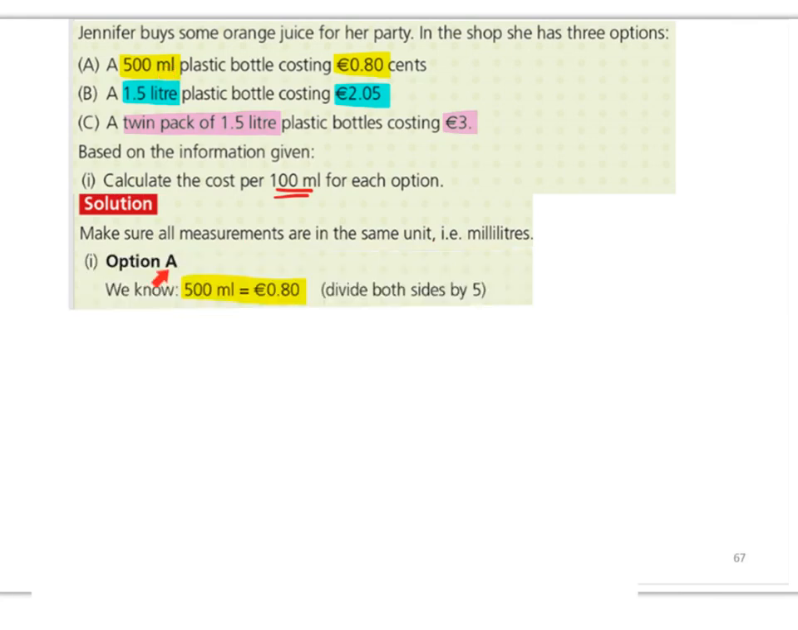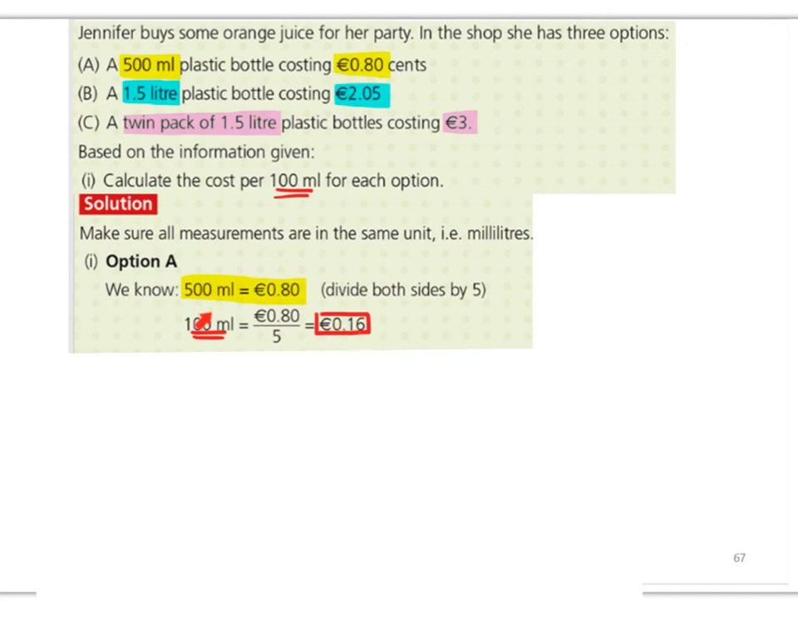So option A, we know 500ml is equal to 80 cents. We want to change this 500 into 100. 500 divided by 5 gives us 100, so we must divide both sides by 5. 500ml divided by 5 gives us 100ml, which is what we want, and 80 cents divided by 5 gives us €0.16 or 16 cents. So for option A, 100ml costs 16 cents.